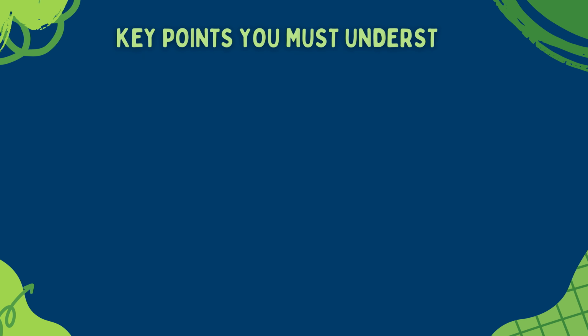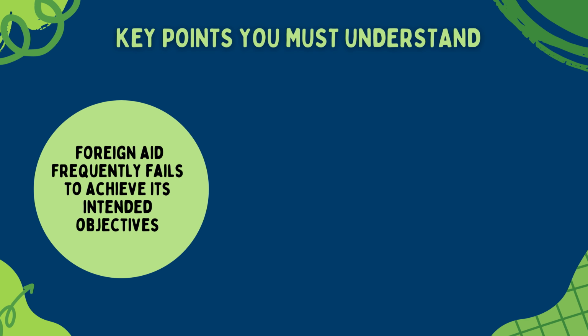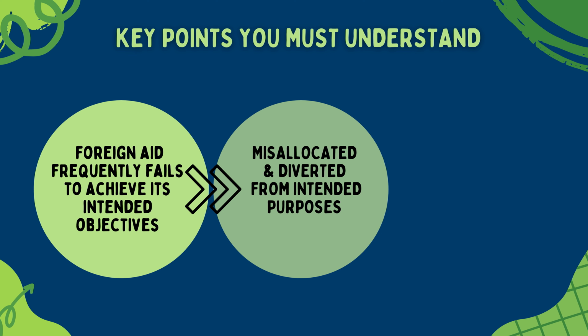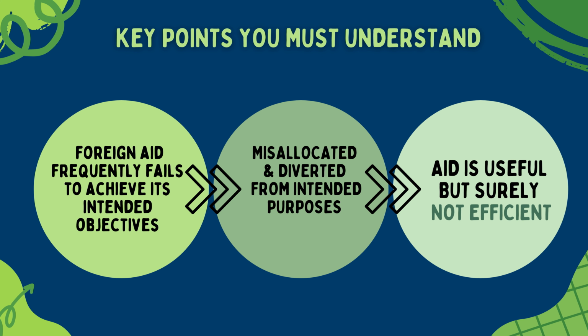It is clear that foreign aid frequently fails to achieve its intended objectives. Not only is it most of the time misallocated, but when it reaches the countries that are truly in need, benefits accrue especially to the donor. Most of the time, actually, it harms local economies, discourages self-sufficiency, and because of corruption, funds are diverted away from their intended purpose. Of course, aid is useful, but it is not efficient, or at least not yet.